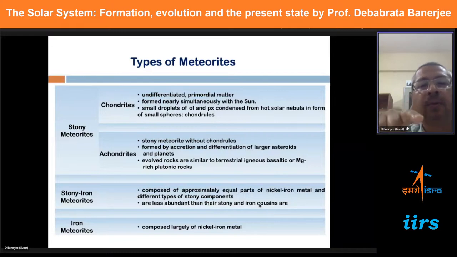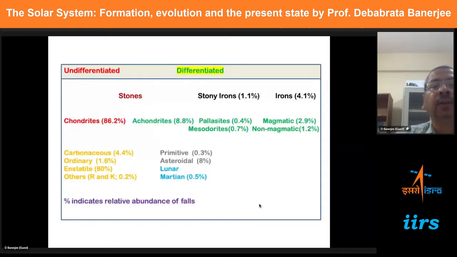So the first part, carbonaceous chondrites, are particularly very, very primitive material. And then you have the stony iron meteorites and the iron meteorites, which are mostly composed of iron and nickel-iron metal. So the relative abundance of falls, those which have fallen on the Earth, I have listed, and this is categorized in terms of undifferentiated and differentiated meteorites. So you have three classes: stones, stony irons, and irons.